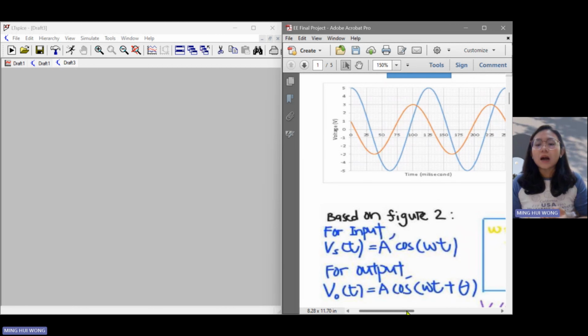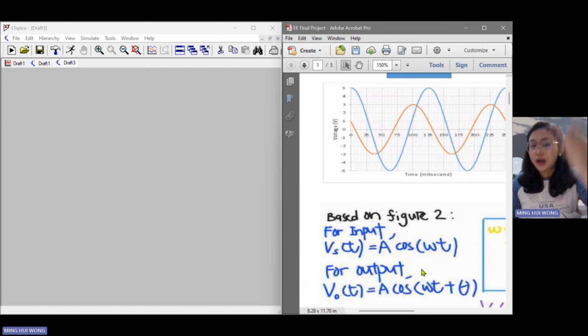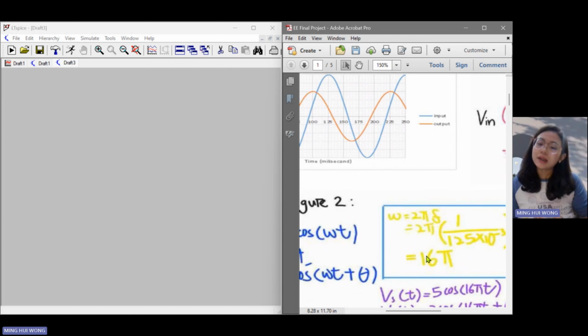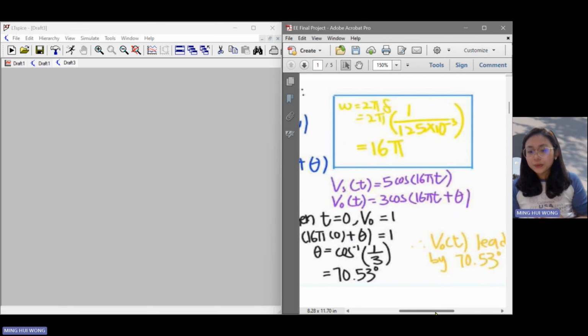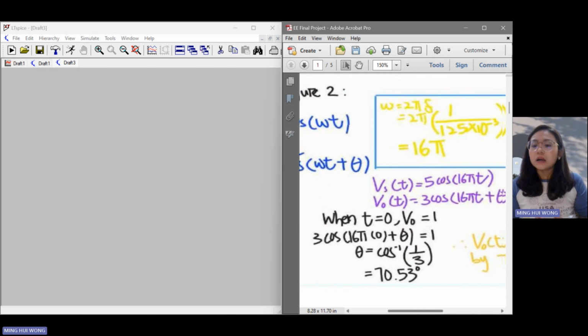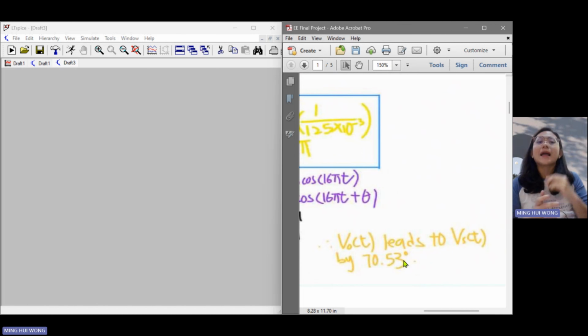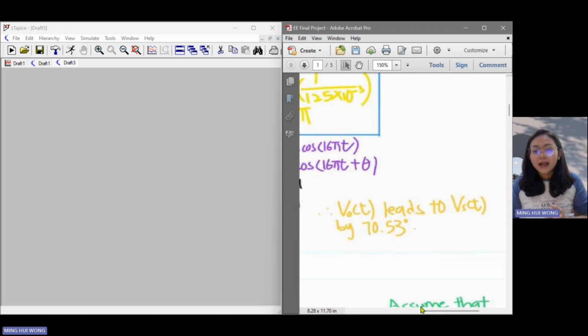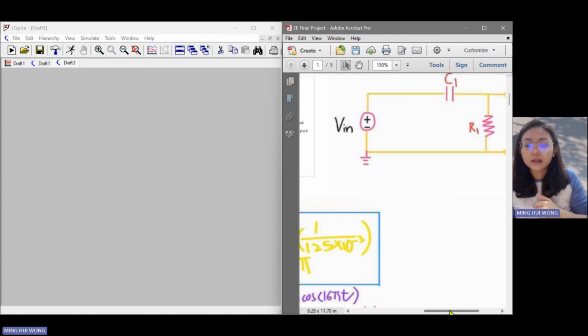Before the calculation, this is the general form for the graph, the general equation. Based on the calculation, this is the calculation. We could know that V output leads V input by 70.53 degrees.